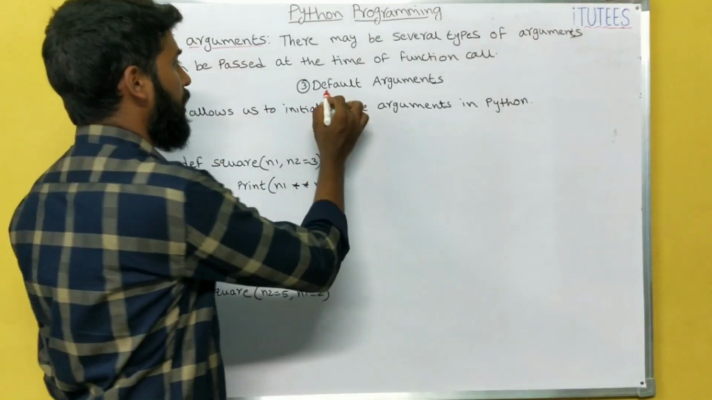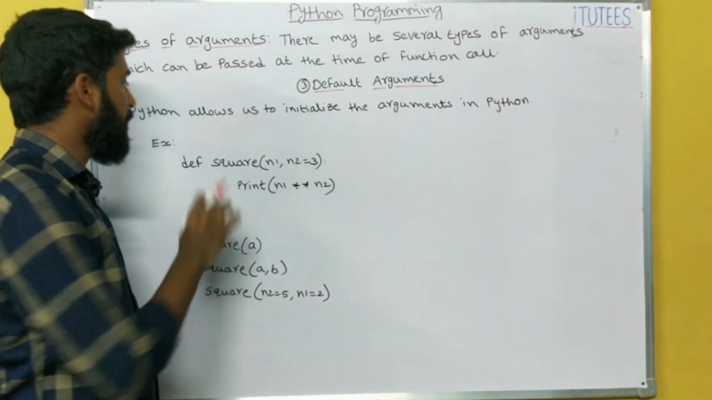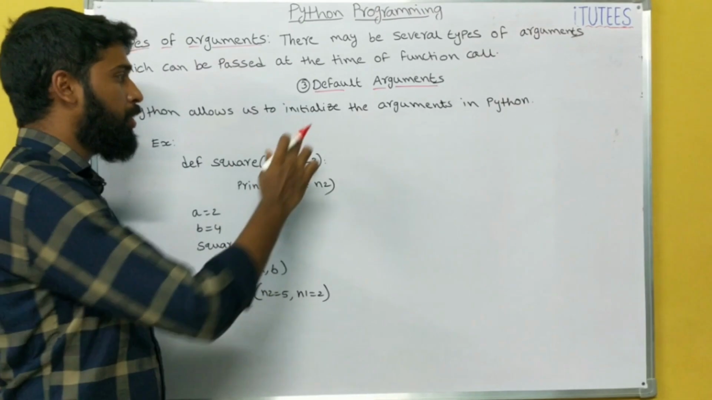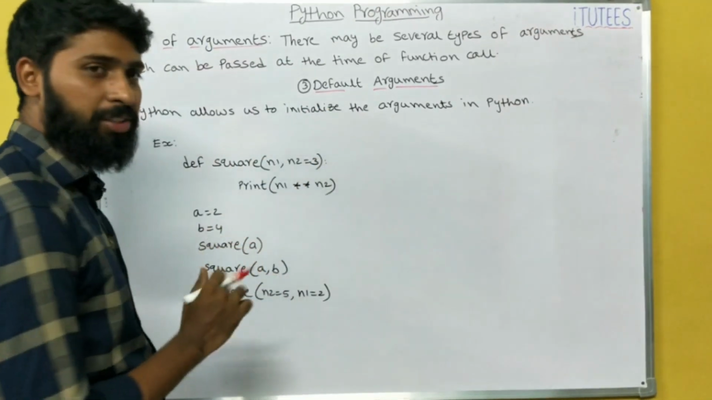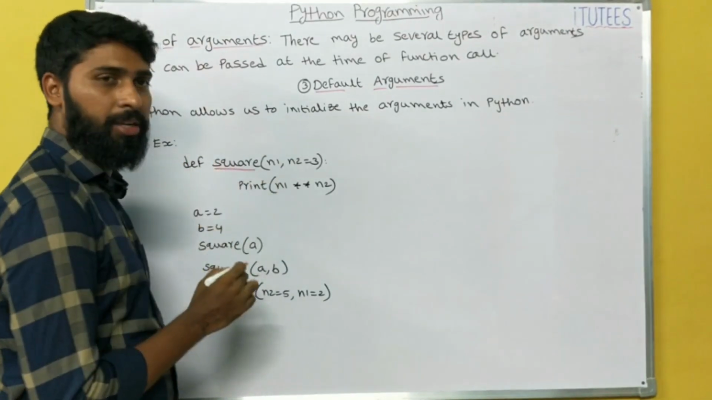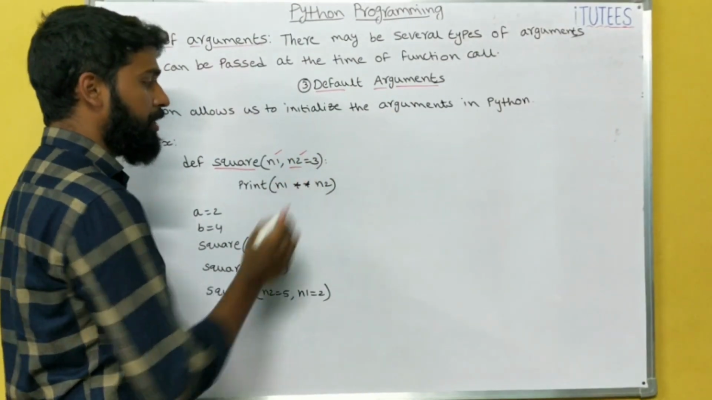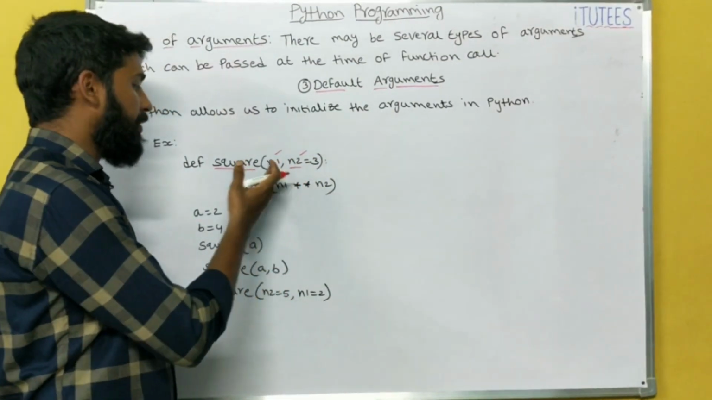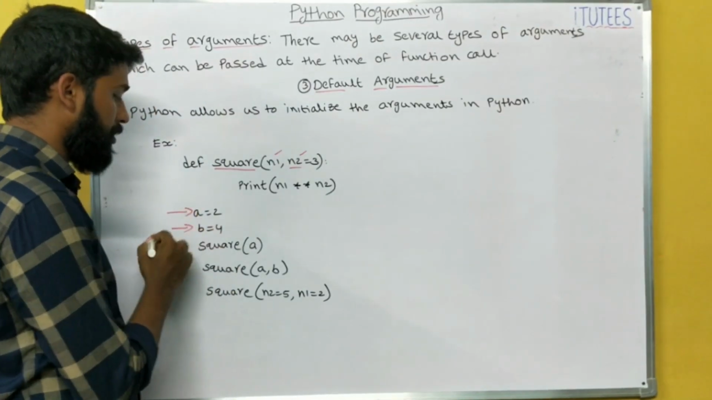Now we can see default arguments. What does a default argument mean? Python allows us to initialize the arguments at the time of function definition. This is the function definition square. It has two arguments n1, n2, and n2 is initialized when we define the function square. Now we can call that. This is the execution starting point.